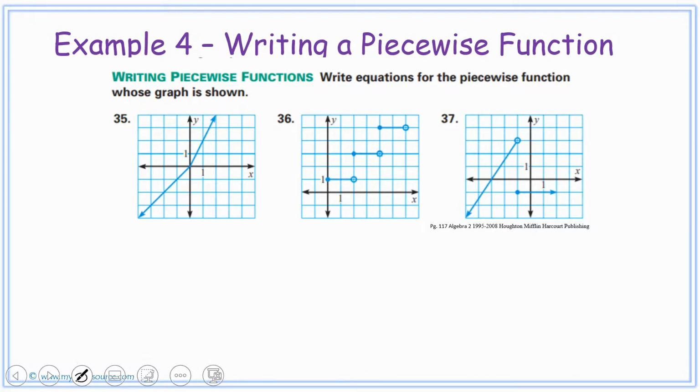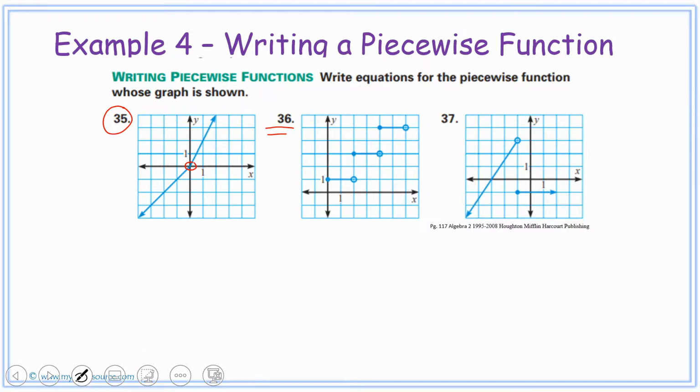All right, let's see if we can write the equations for the piecewise functions that are here. If you look at 35 here, first you want to get where the partial domain is. So you see there at 0. And when we're dealing with 0, we can use less than or equal to 0, or you could use less than. So let's go ahead and graph this one.